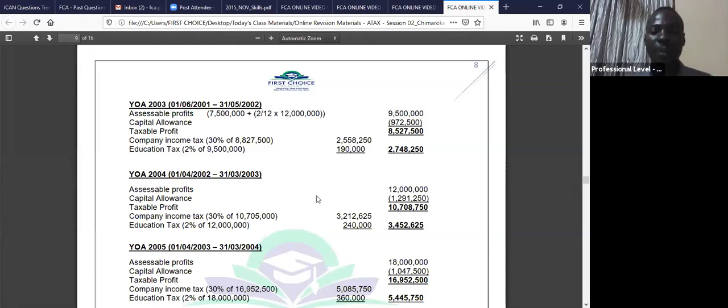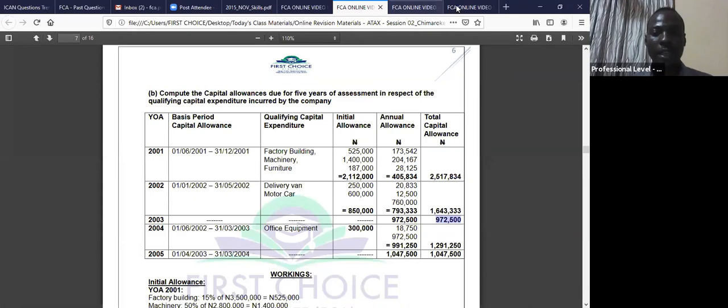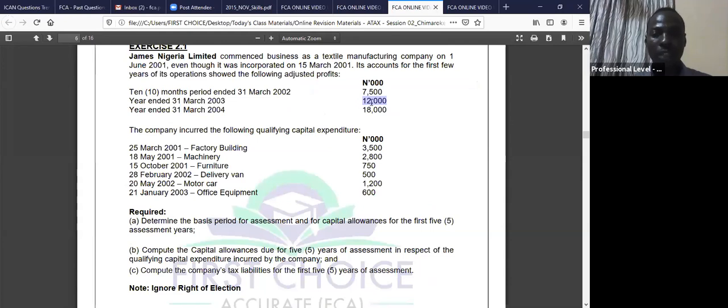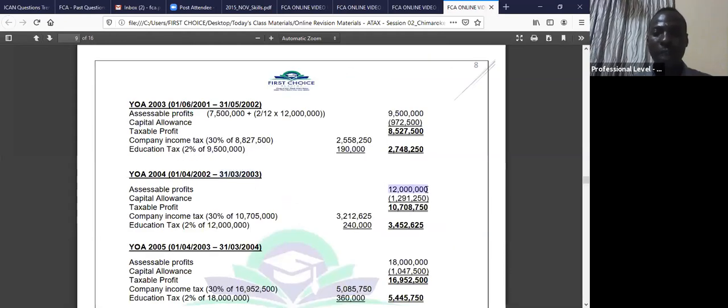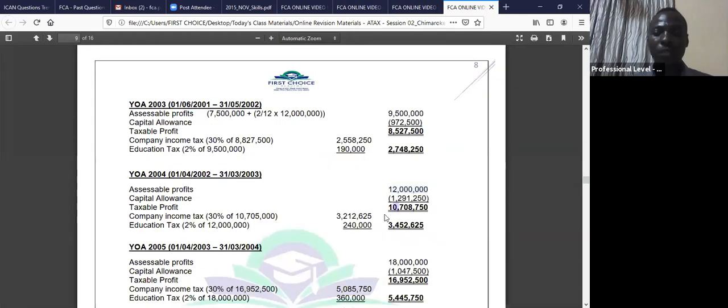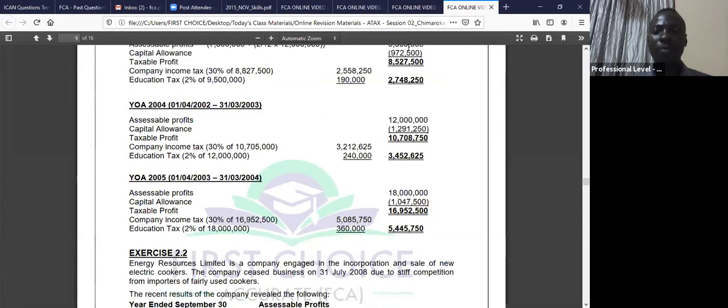Now let's go to the fourth year. The fourth year, the assessable profit was given to us here. Now, this fourth year, you know, is preceding year basis from what we did. So the account is the one ending in March 31st, 2003. You will go to the one ending in March 31st, 2003. It's 12 million. So that's the 12 million we used here. And we'll go to our capital allowance. We got our capital allowance as this. That's what we used. And so you get your taxable profit. From there, you look for your tax and your education tax. Then we'll go to the last year.